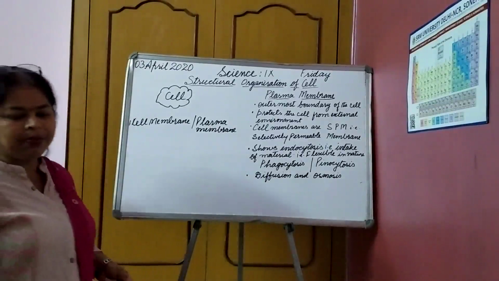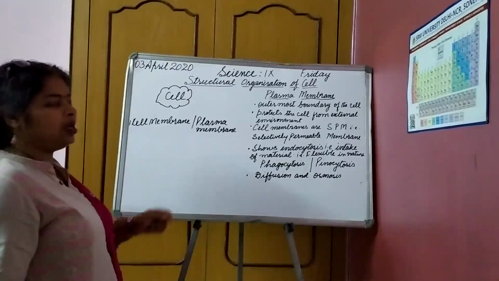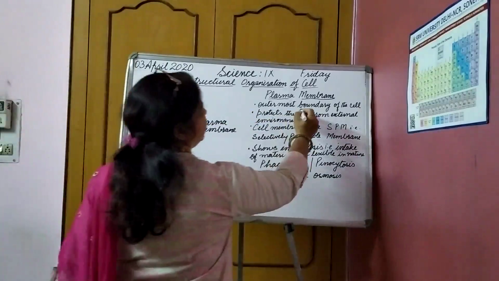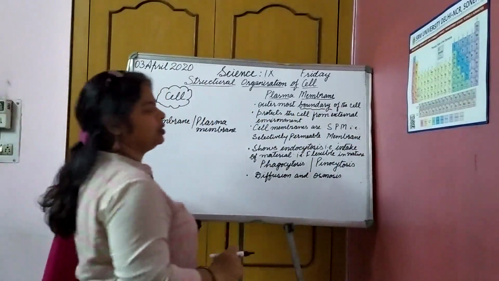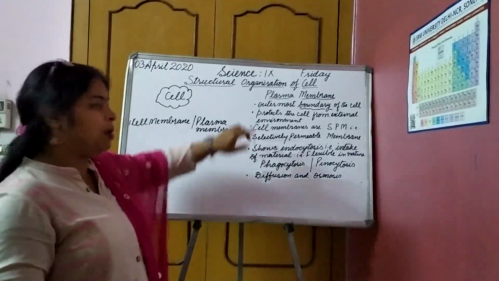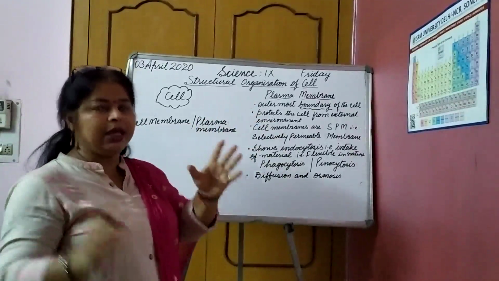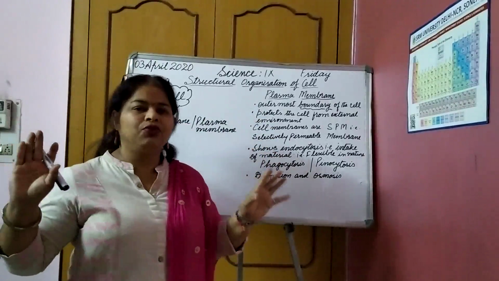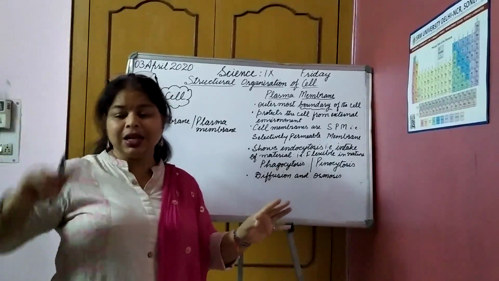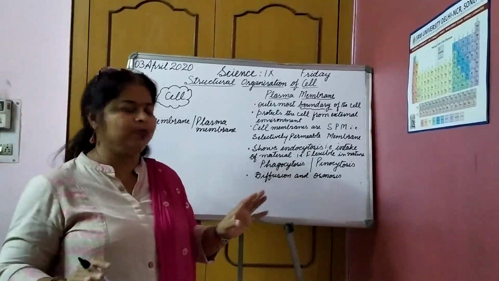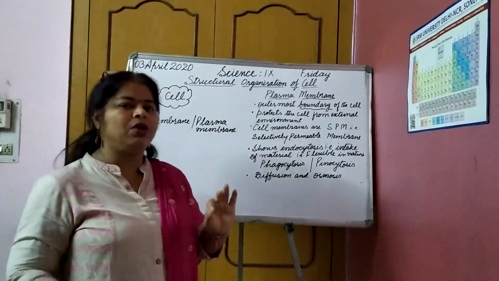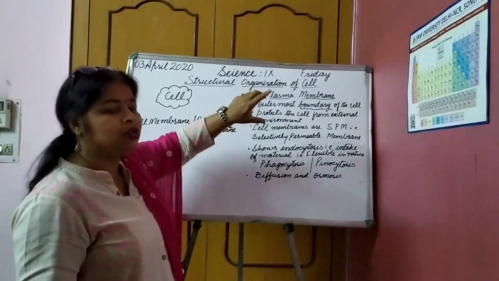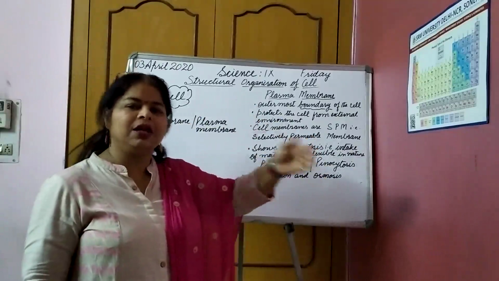The cell membrane or plasma membrane is the outermost boundary of the cell. It actually defines the cell. It is like this room. When do we say that it is a room? When it has four walls, a ceiling and a floor, then we say it is a room. In the same way, a cell is called a cell if it has an outermost boundary which separates it from the external environment.